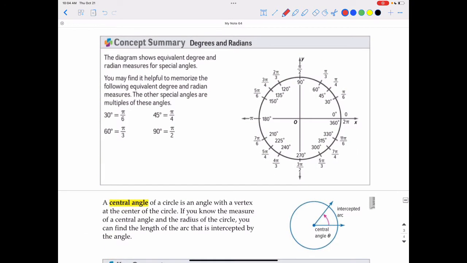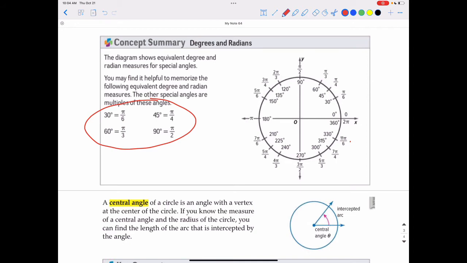Down here, the diagram shows equivalent degrees and radian measures for special angles. You do not need to memorize that whole circle. You don't have to tell me tomorrow that 330 degrees is pi over 6. I'm not going to ask you anything like that. But what you do need to know is some of the more simpler ones. So they want you to memorize this down here, this part.